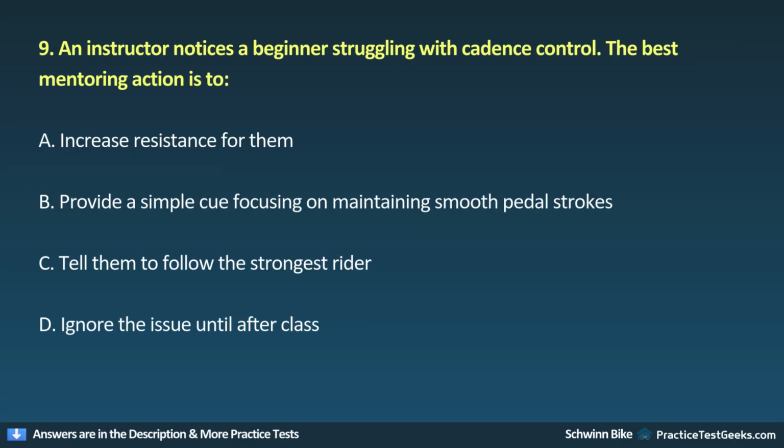9. An instructor notices a beginner struggling with cadence control. The best mentoring action is to A. Increase resistance for them, B. Provide a simple cue focusing on maintaining smooth pedal strokes, C. Tell them to follow the strongest rider, D. Ignore the issue until after class.